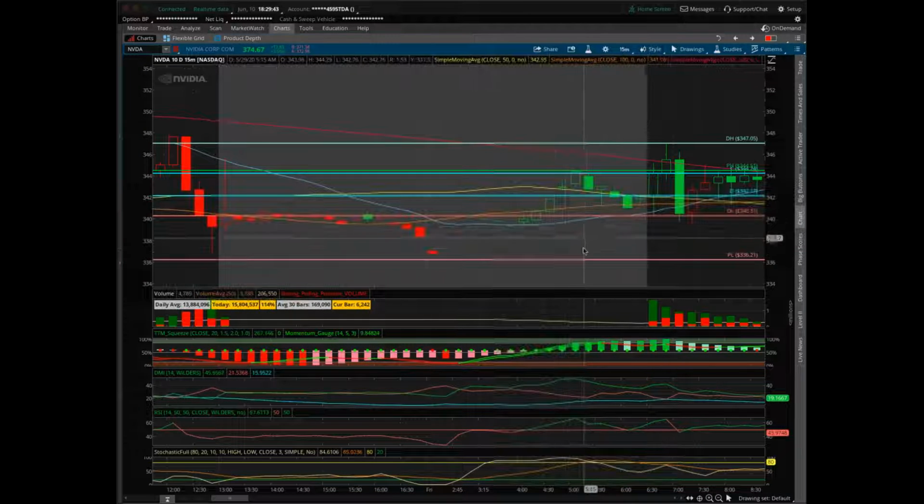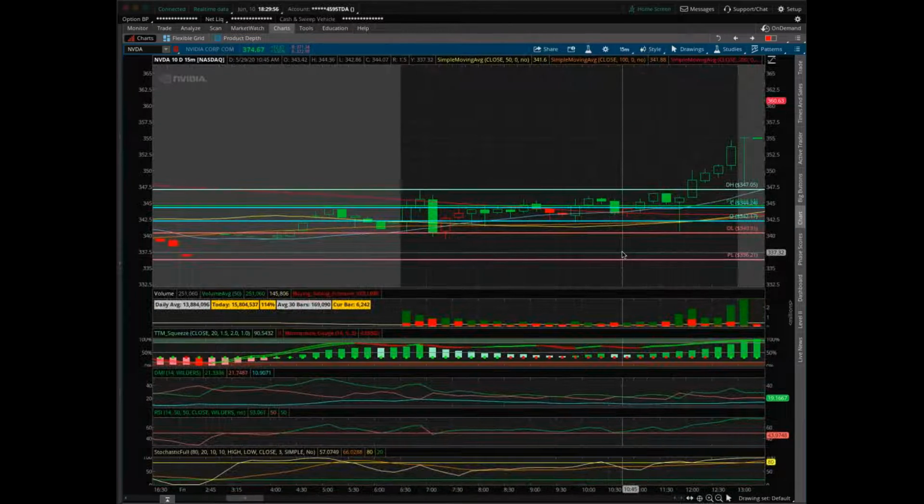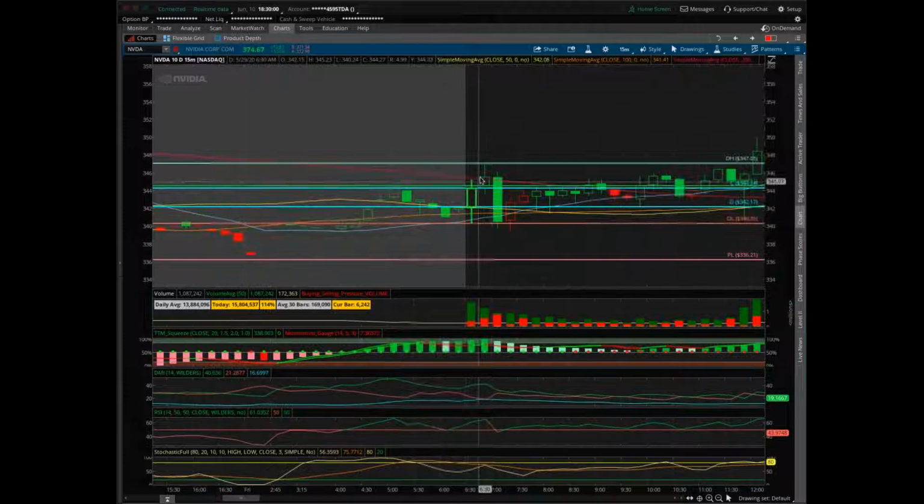All right. So now we have all our levels. We have our pre-market low, we have our day's low, we have our day's high, we have our open and our close. So now let's see what happens. All right. So we have pretty much consolidation inside our open and close of the day. We pretty much consolidated in there.